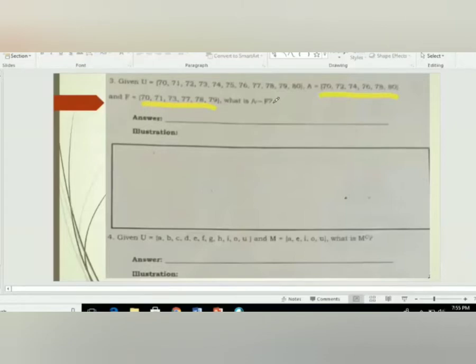Remember, the subtraction means what are in A that are not in F. That's the meaning of A minus F. So what are in A that are not in F? So 70, no. There's 70 here. 72, yes. We can't see 72. How about 74? Yes, we can't see 74 in F. How about 76? Yes. 78, there's 78.